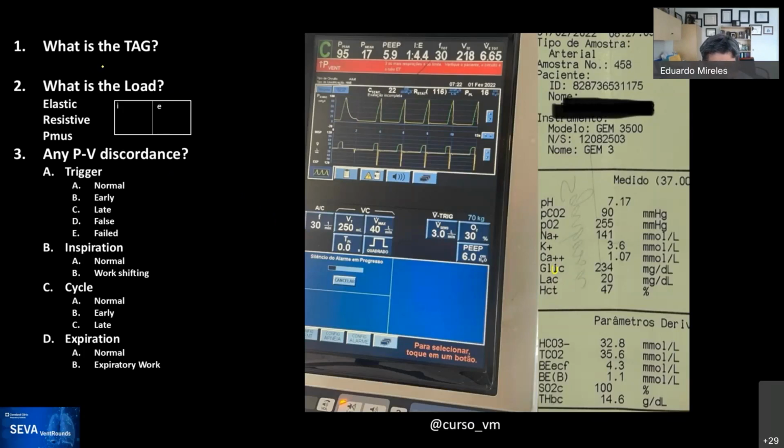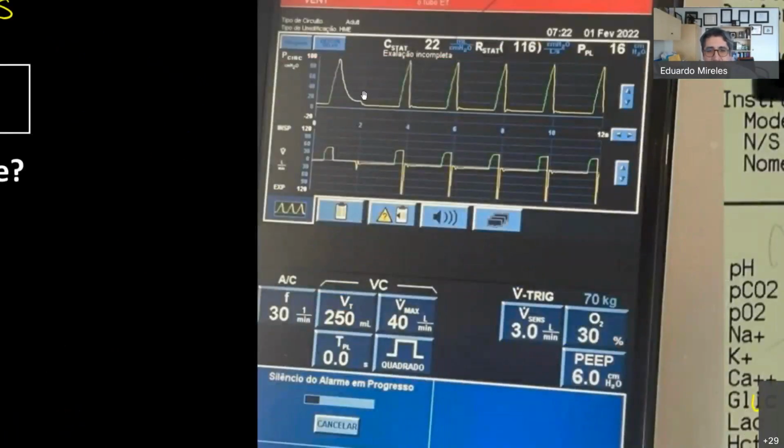So looks like the tag would be, I see constant flow waveforms, so I would go with VC-CMV, set point. Okay. With regards to the load, I'm trying to just kind of get closer to the screen. I'd go with elastic load. For inspiration and expiration, again, I can't see if it's going back to the baseline, but from what I can see it is, so I'd still go with elastic load during inspiration and expiration.